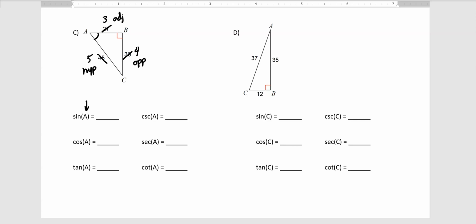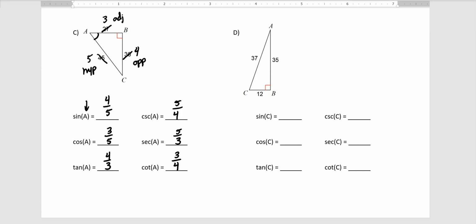Sine of A, opposite over hypotenuse, would be 4 over 5. Cosine of A, 3 over 5, adjacent over hypotenuse, and tangent of A would be 4 over 3. Cosecant, flip the fraction of sine, so 5 over 4. Secant, flip the fraction of cosine, 5 over 3. Cotangent, flip the fraction of tangent, 3 over 4.